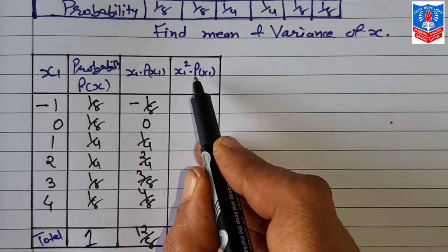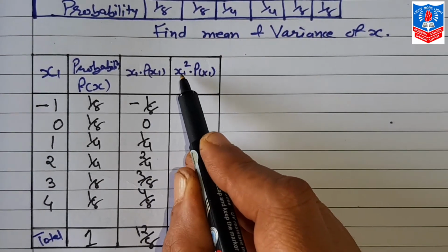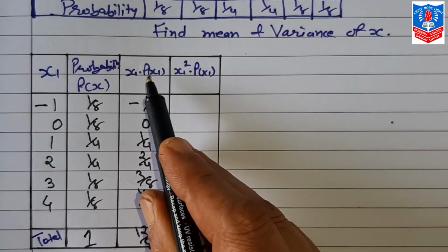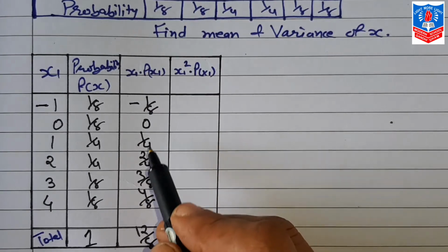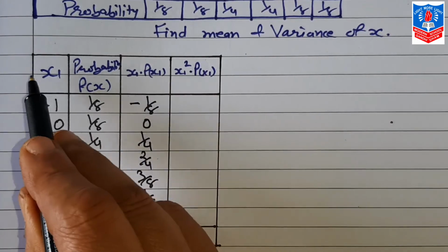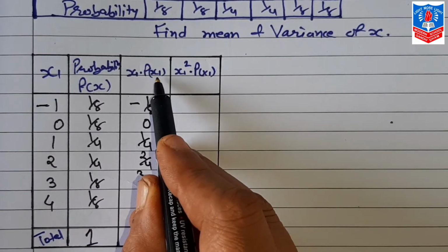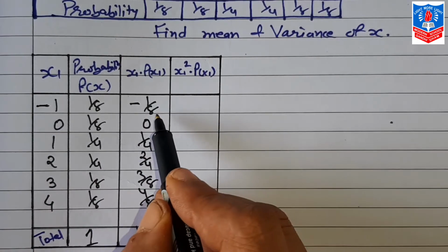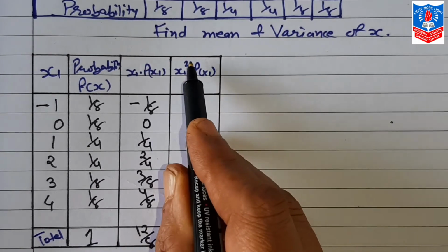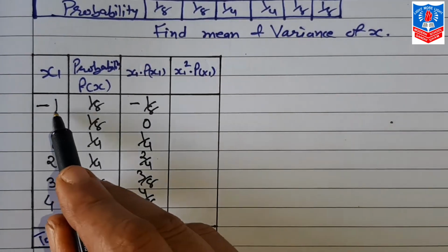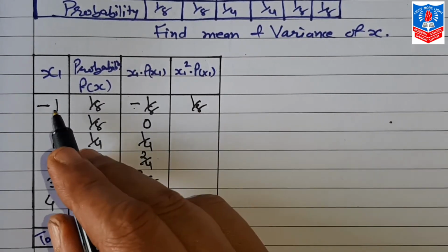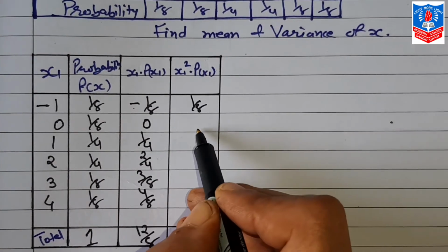One more value we want for variance along with this, that is x square into px. Now this is x into px. If we multiply this value with x, we get x square. This is already x and this x will be x square into px. So we multiply the first column and the third column, that is x and x into px, and we get x square into px. So this will be 1 by 8, because minus minus will be plus, and 1 into 1 by 8 will be 1 by 8. Here will be 0.